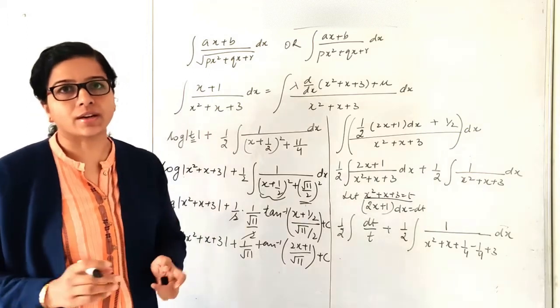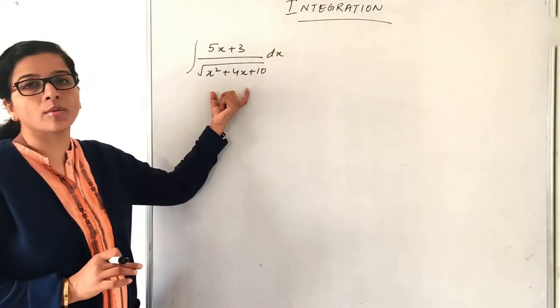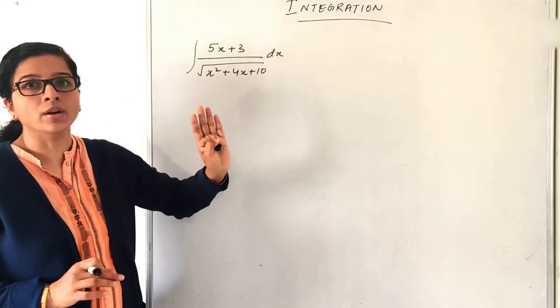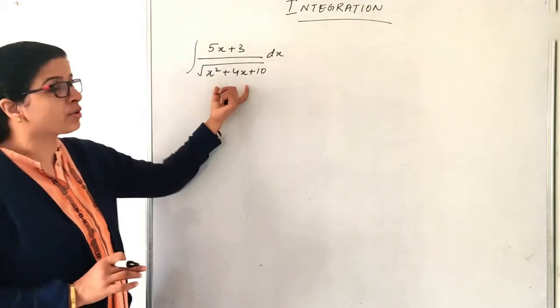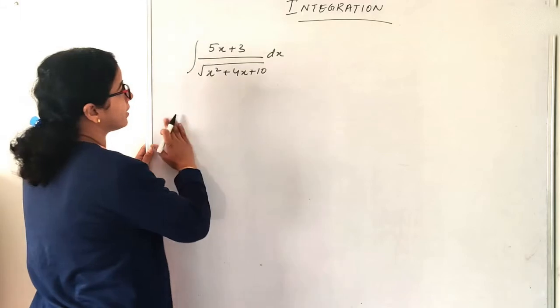Let us move to the next category. So now let us take this kind of question. Whenever your denominator is in under root, right? We have done the question whenever the numerator is 1 or the derivative is given. So what we are going to do, we will convert the numerator in terms of the denominator. Same procedure what we have done earlier.